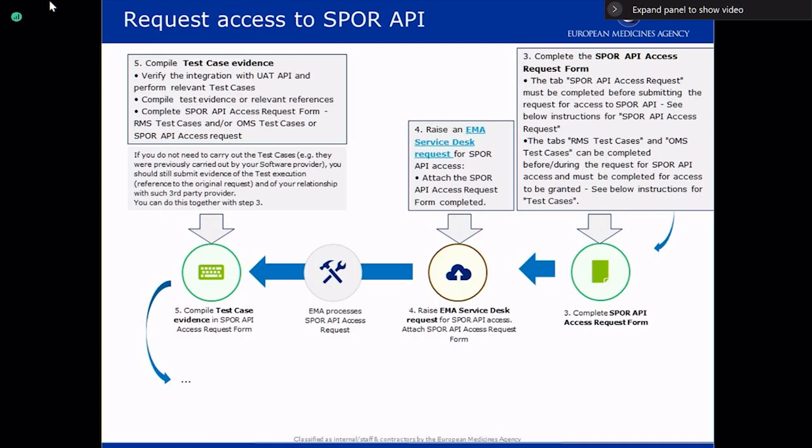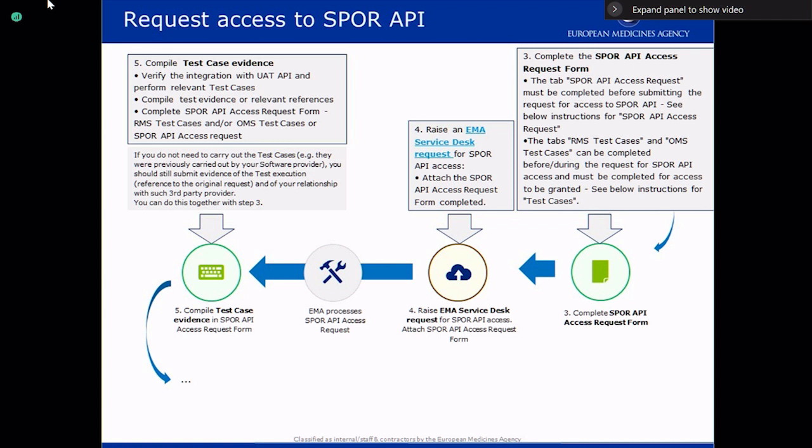The next step, number 3, is for you to complete the SPOR API access request form. The first tab refers to the access request, and that has to be completed before submitting the request for SPOR API. The tabs mentioned, test cases for RMS and OMS, can be completed before or during the request for the SPOR API access. But the first step is to complete the first tab of the form, and once you complete it, you then need to raise a ticket via the EMA service desk request, attach the completed access request form, and then EMA will process and validate the first tab and confirm that this is compliant with our request.